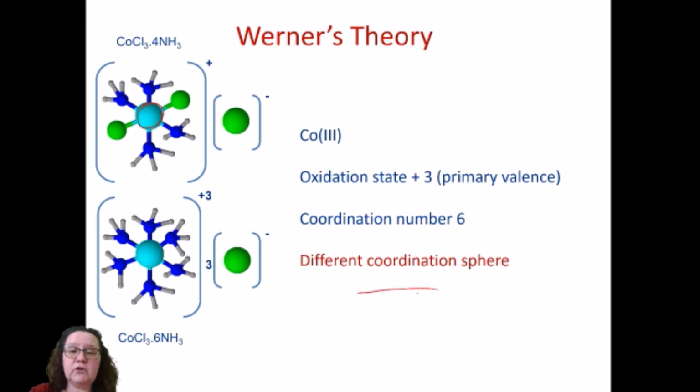However, the coordination sphere is different. In the case at the top, there are 4 nitrogen atoms, 4 ammonia molecules, and 2 chloride anions attached to the cobalt. And in the second one, it is 6 molecules of ammonia, 6 nitrogen atoms attached to that cobalt. So same primary valence, same secondary valence, same coordination number, but a different coordination sphere.